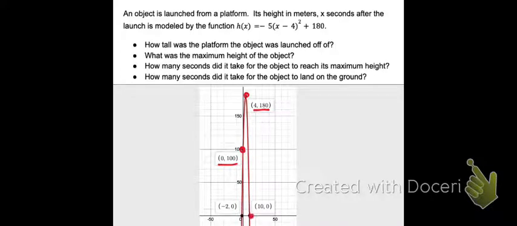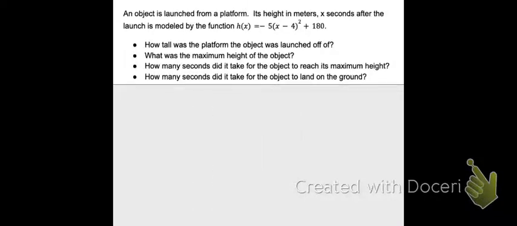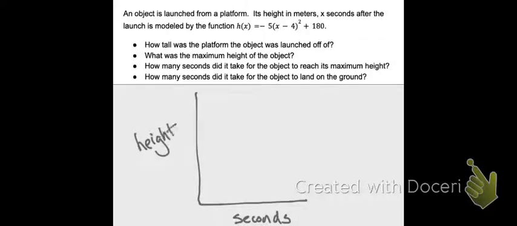So I'm going to make myself my own sketch using these key points. So again, let's make our little sketch. Remember, our x is the seconds, and the y is the height. And now let's put some of those key points. We had 0, 100, and then 4, 180, and then 10, 0. And then make our little sketch.